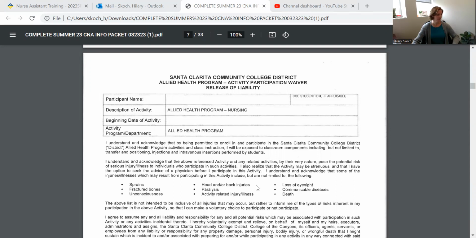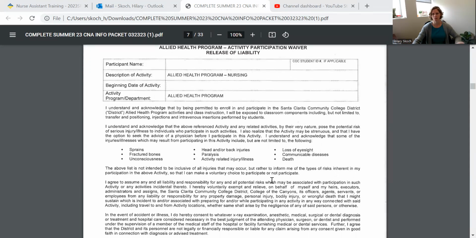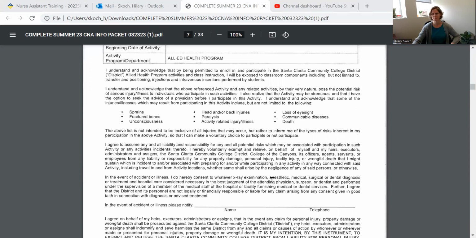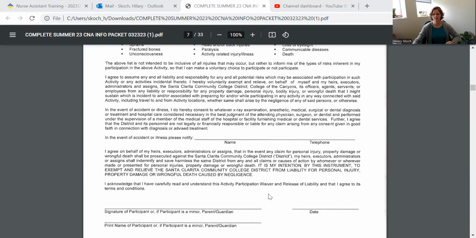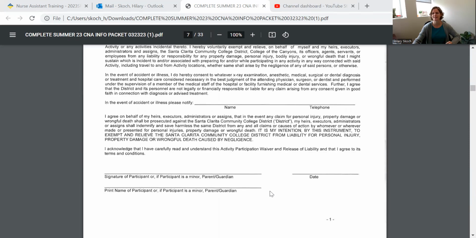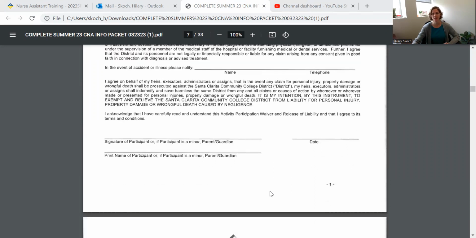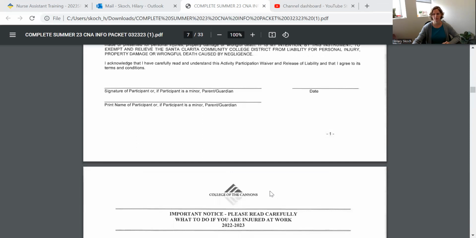And in the event of an injury, we want you to sign this to release liability from the school. This has not happened in the past classes. We're very safe. We encourage safety, number 1, and I teach you good body mechanics to prevent injury. But you need to sign this and return this to the health professions office.